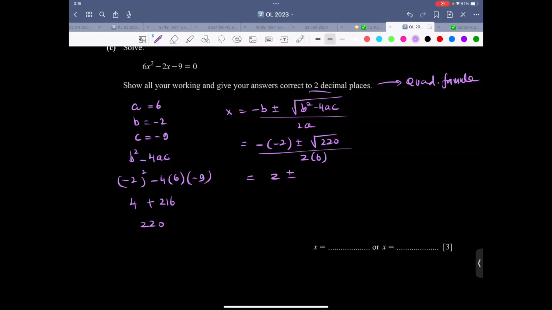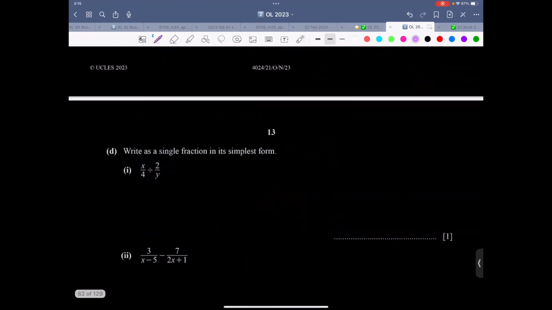So we have 220. And hold for a second, the square root of 220 is 14.83. I'm working in 4 significant figures, divided by 12. So either 2 minus 14.83 over 12, or 2 plus 14.83 divided by 12. So I'm getting one negative answer, one positive answer. I'll write it off. Therefore, the negative one is coming out to be negative 1.07, correct to 2 dp, and this one is 1.40, correct to 2 dp. So that is the working that needs to be shown.